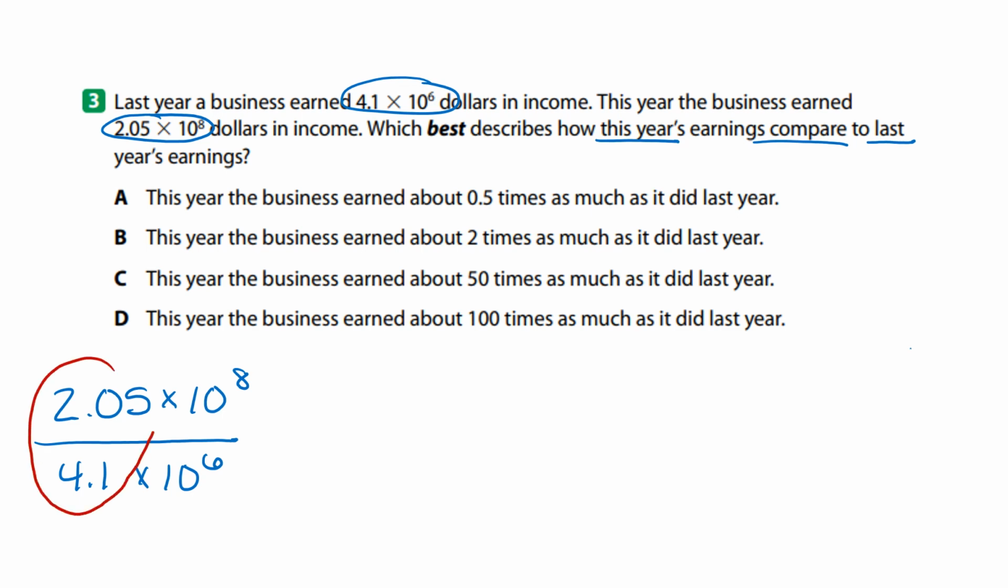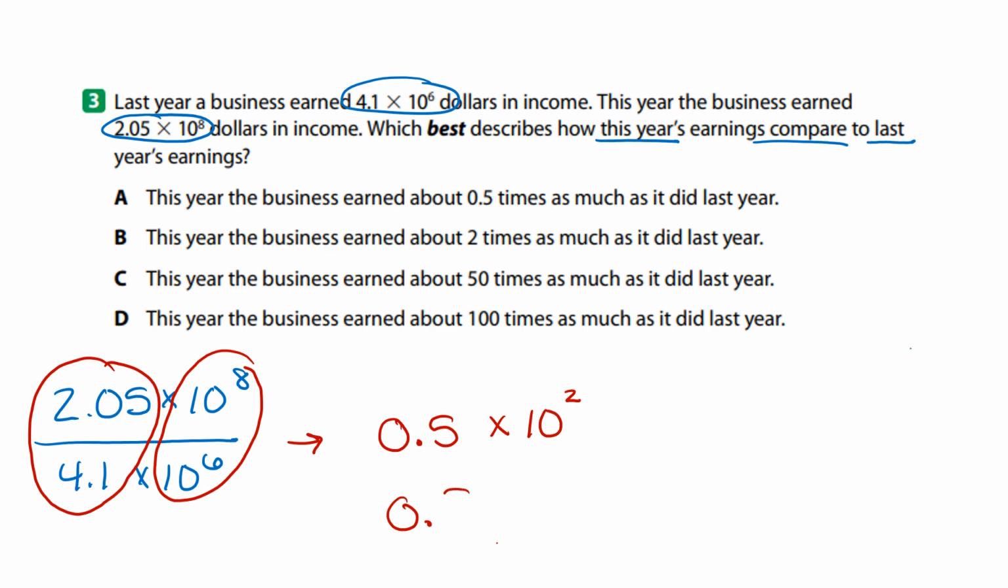If we divide our numbers, 2.05 divided by 4.1, we end up with 0.5. When we're dividing, we subtract our exponents. 8 minus 6 would give us 2. We would move our decimal point 2 times to write it in standard form. 1, 2, filling that place value with a 0. And so our answer would be 50 times as much. Letter C is our correct answer.